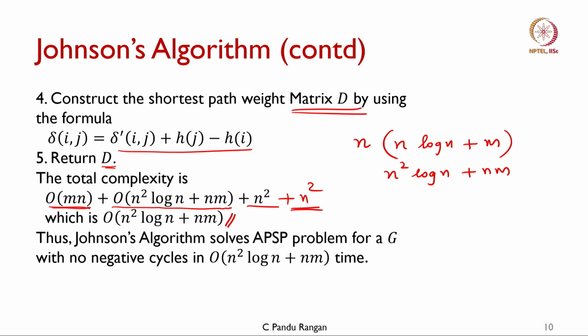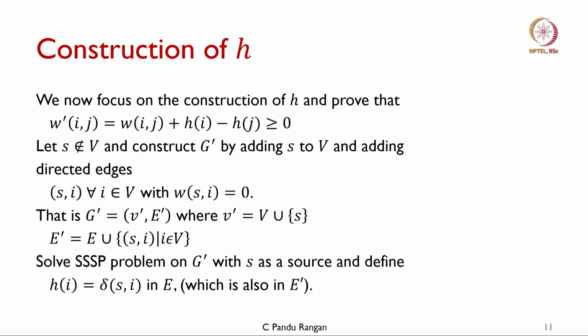Okay? This is Johnson's algorithm. All we have to do now to complete our discussion is to see how we are building the h function. Once we know how to get the h function, all things are done as discussed, and we have an n square log n plus n m algorithm in our hands. So it remains to discuss the construction of h. How do we construct the h function?